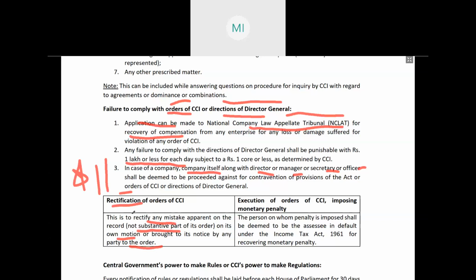Then comes execution of orders, that is, whenever they impose any penalty, how they execute it. The person on whom a penalty is imposed is deemed to be an assessee under the Income Tax Act. Just as they are supposed to pay income tax, they are supposed to pay the penalty. That's why any person on whom a penalty is imposed is deemed to be an assessee under the Income Tax Act for recovering the monetary penalty.